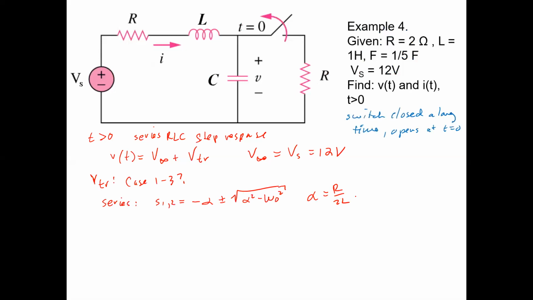And L is, what is it? L is 1, so it's just 2 over 2, which is 1. And omega 0 squared is going to be 1 over LC. And the C is a fifth, so it's basically 1 over 1 times 1/5. Oops, that's a 1/5 there, sorry. So that equals 5.